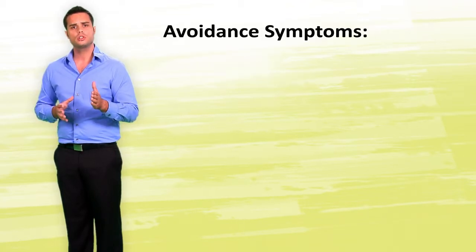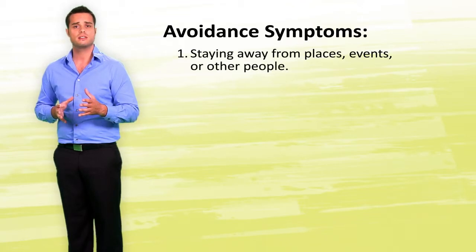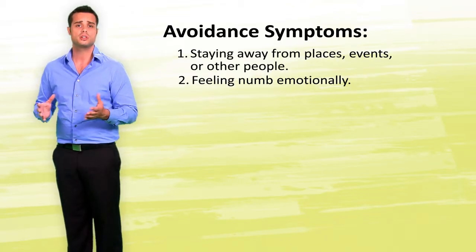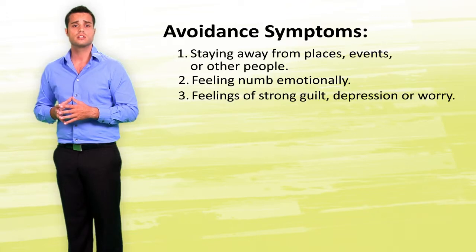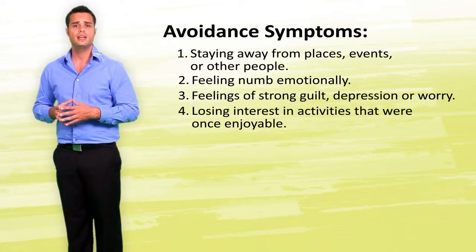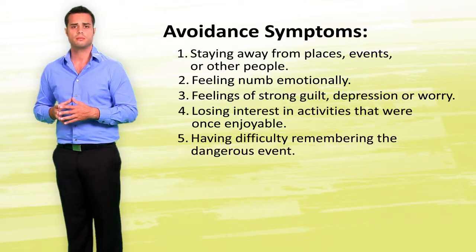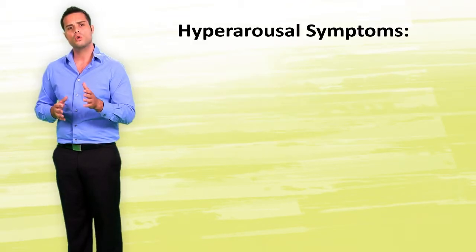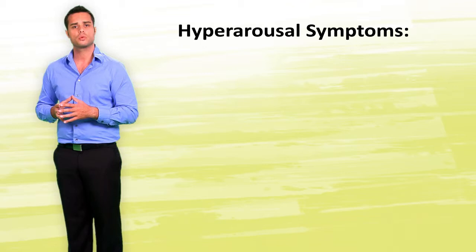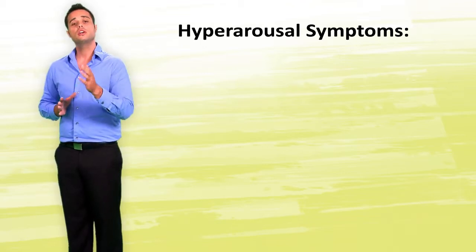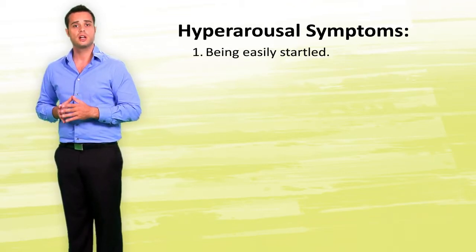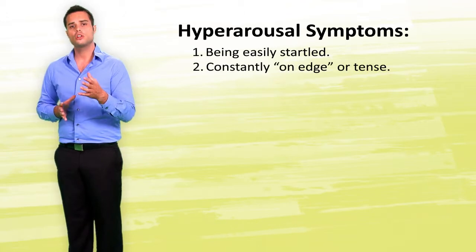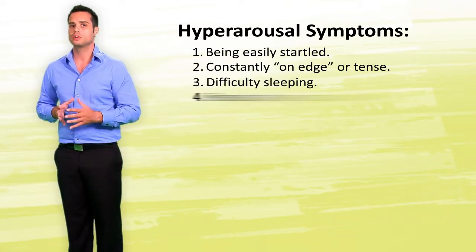Avoidance symptoms include staying away from places, events, and other people, feeling numb emotionally, feelings of strong guilt, depression, or worry, losing interest in activities that you used to enjoy, and having difficulty remembering the dangerous event. Anything that might remind someone of the event can cause these symptoms. Hyperarousal symptoms are more continual and are not triggered by thoughts or reminders of the event. They include being easily startled, constantly feeling tense, difficulty sleeping, and frequent angry outbursts.